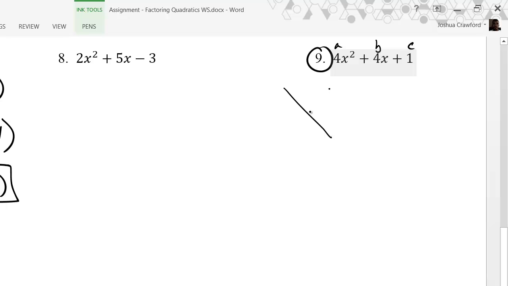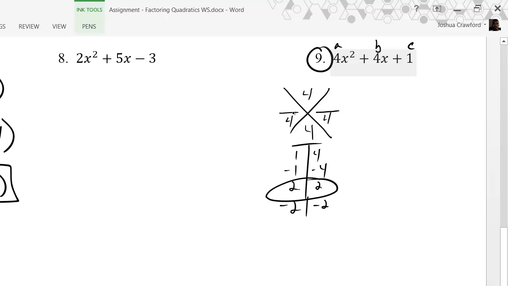Okay, number 9. What do we do first? Then, and then, and then, and this one. And then two-fourths reduces to 1/2.